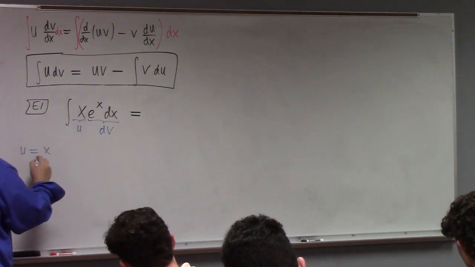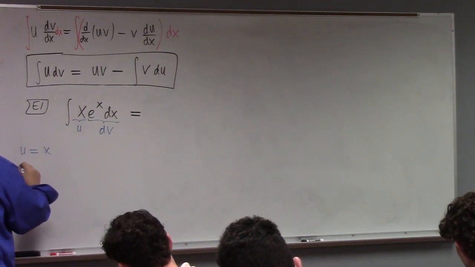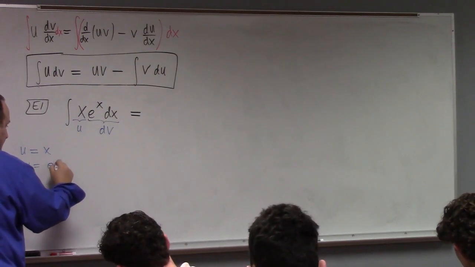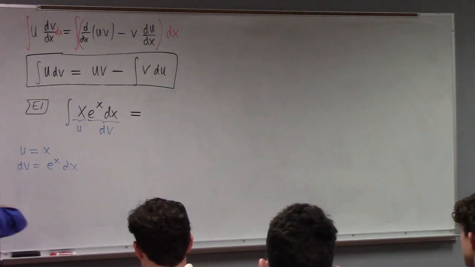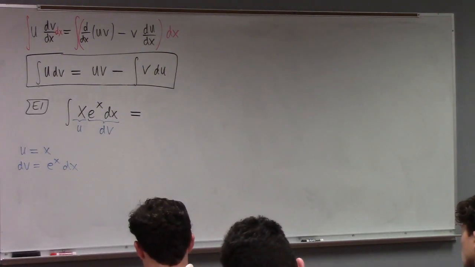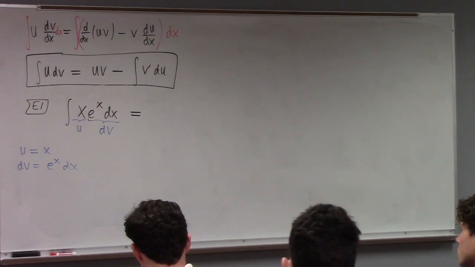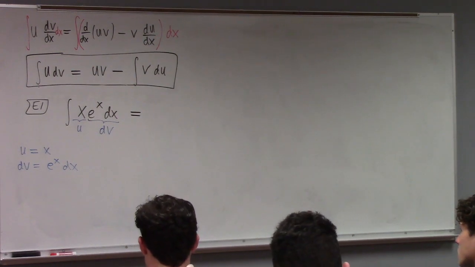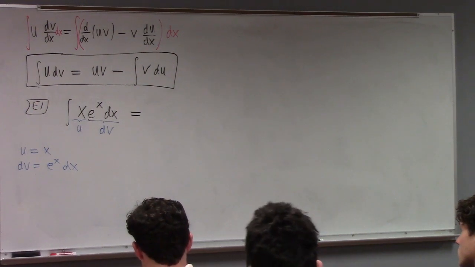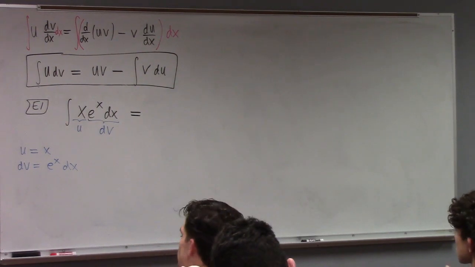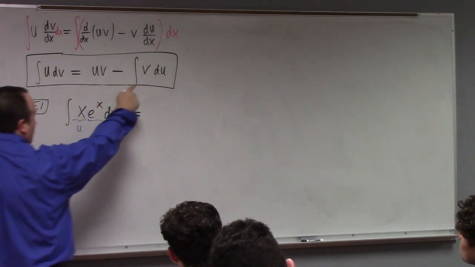I usually write off to the right when I'm writing by myself, like when I'm writing a solution, I'll write it over here and make a little box or something. So those are my choices, right? Now once I've chosen u as x and dv as e to the x dx, I need to figure out what v and what du are, right? Because the box formula right above requires me to figure out both v and du.